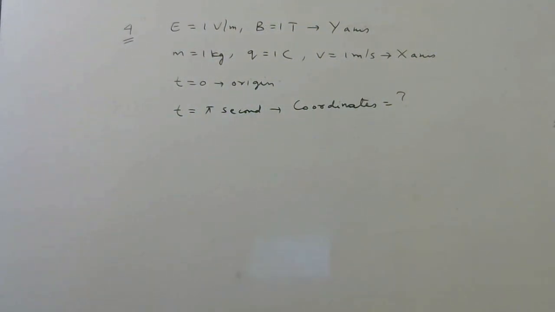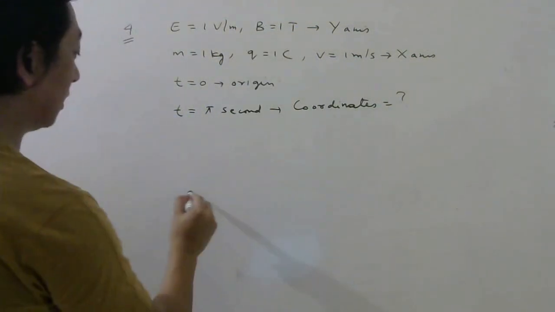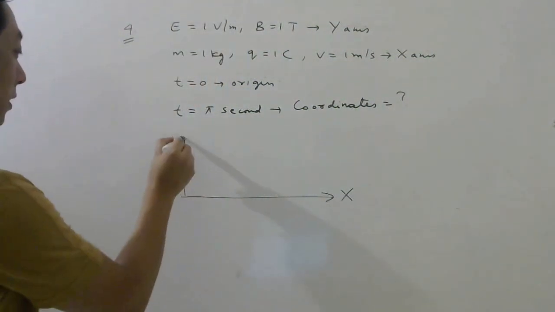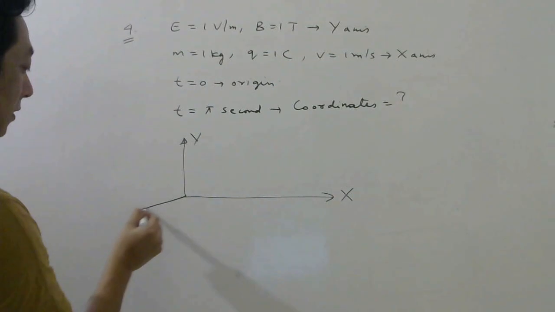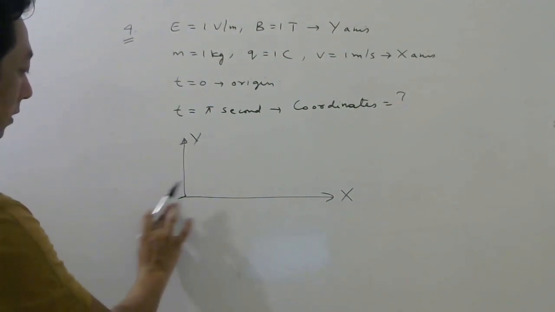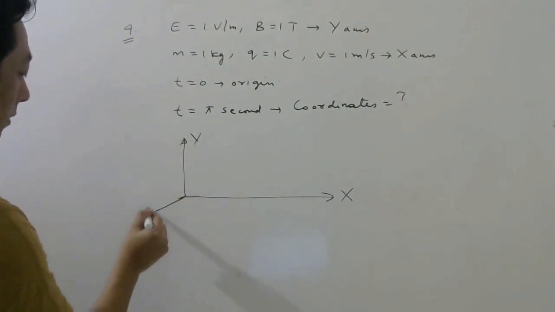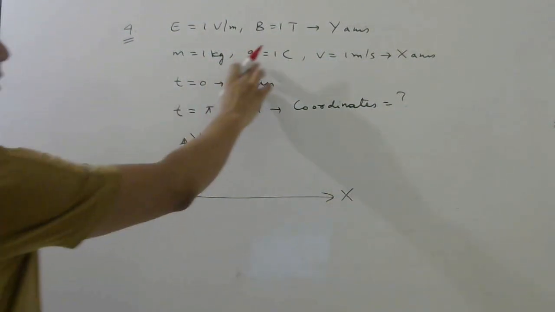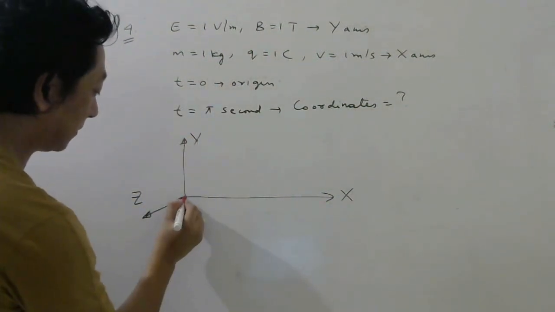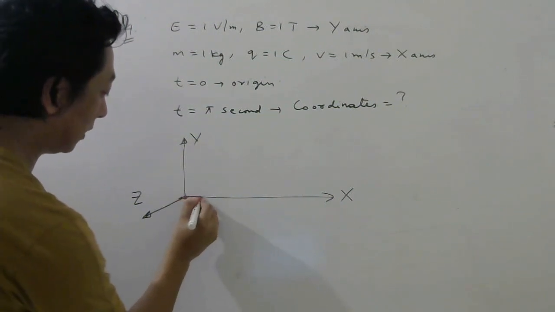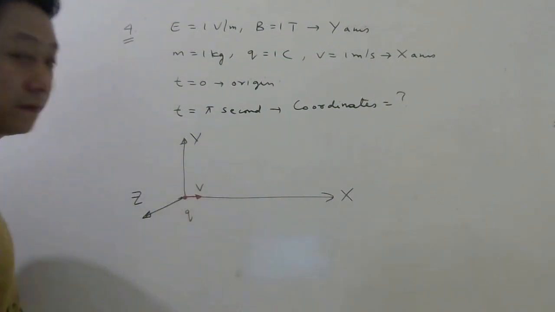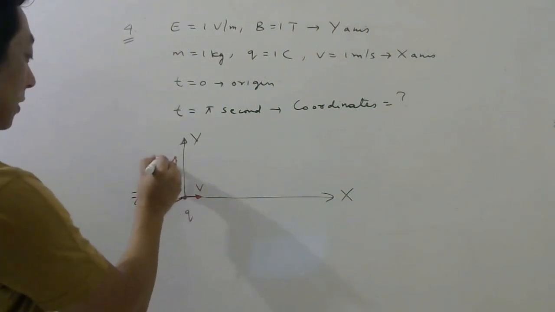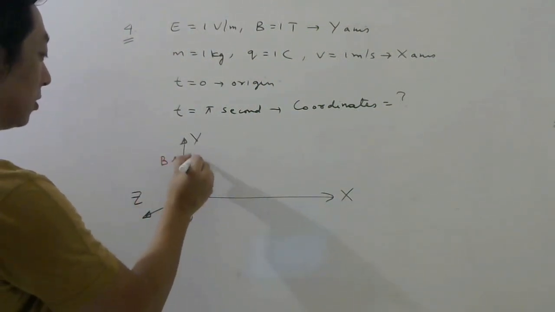Okay? So let us draw a diagram of this. This is your x-axis, this is your y-axis, and this will be your z-axis. Now listen carefully. The particle is starting from the origin. Velocity is this side, the initial velocity. Magnetic field is along the y-axis. Electric field is also along the y-axis.